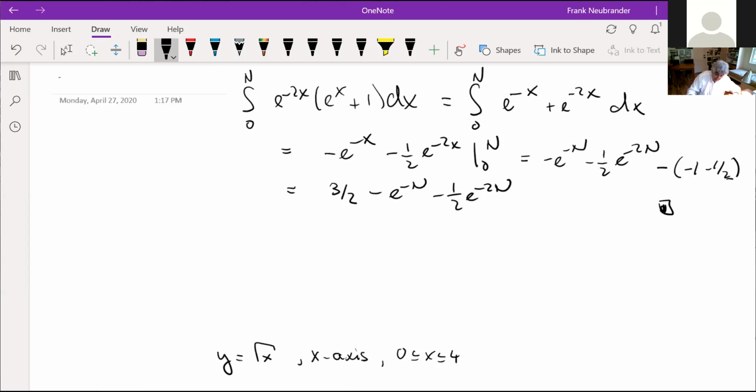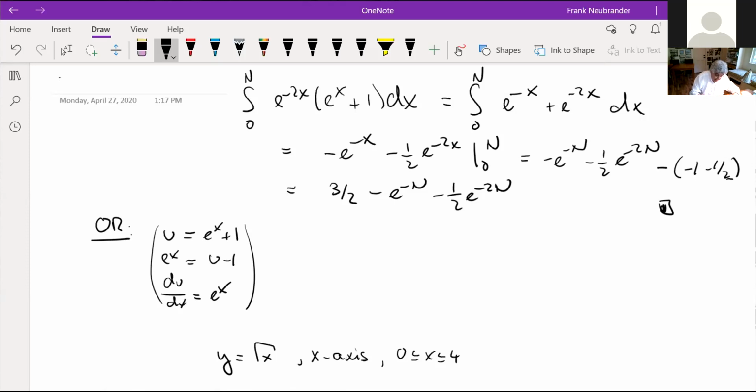Another way of doing it would be with U substitution. If you take u equal to e to the x plus 1, then you have e to the x is equal to u minus 1, and you have du dx equal to e to the x. And now if you substitute this all in, then you get the integral. If I plug in for x equal to 0, you go from 2. If I plug in for x equal to n, it's e to the n plus 1.